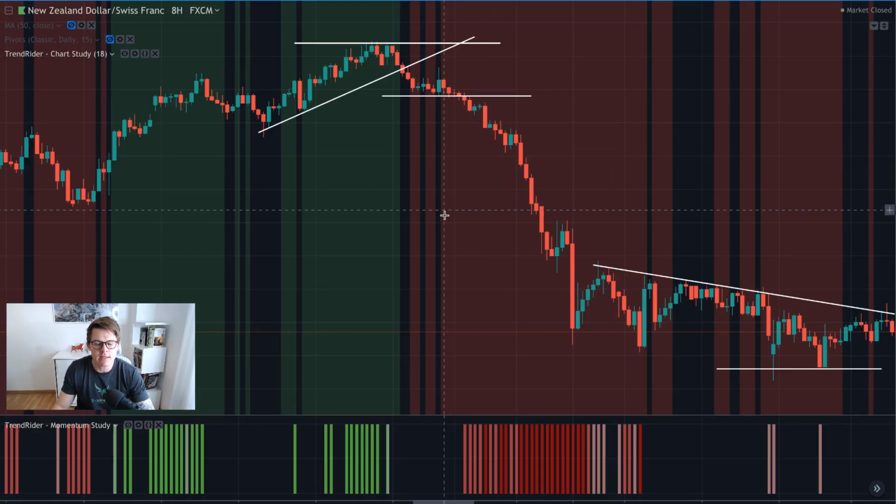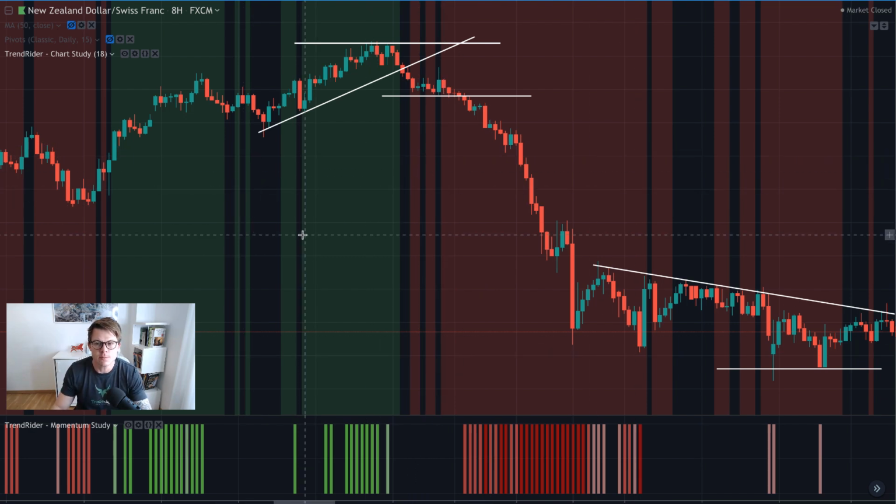The Trend Rider is a trend and momentum based indicator that will help you find trends and trades that have a high probability of succeeding. It is best used around technical patterns, and I will show you exactly what it does.